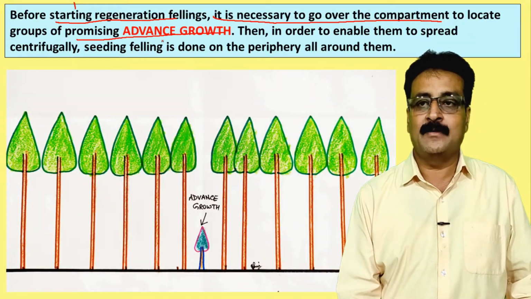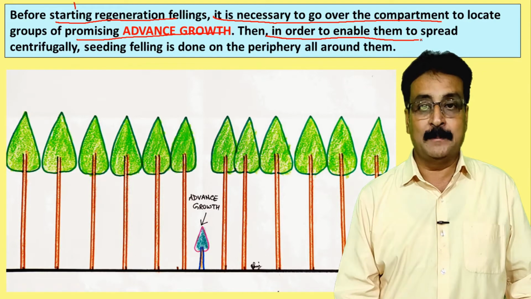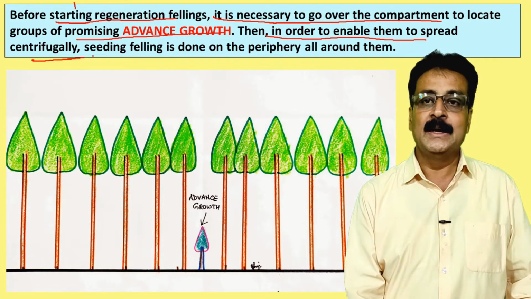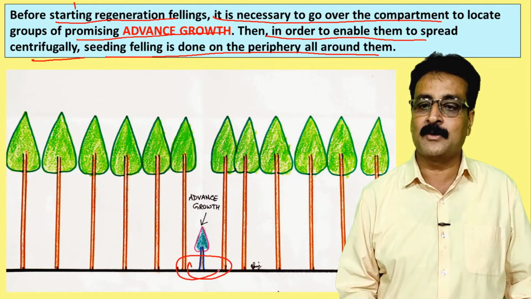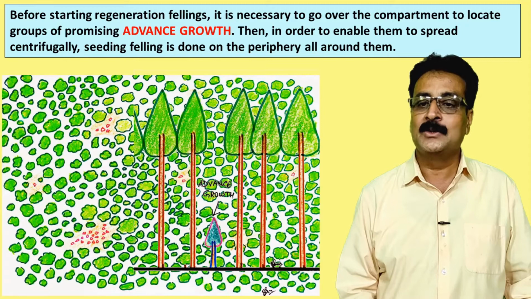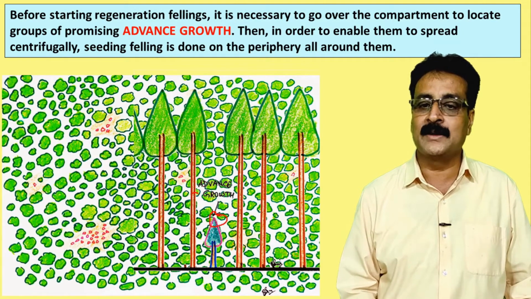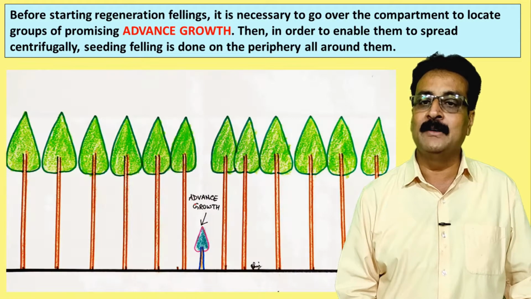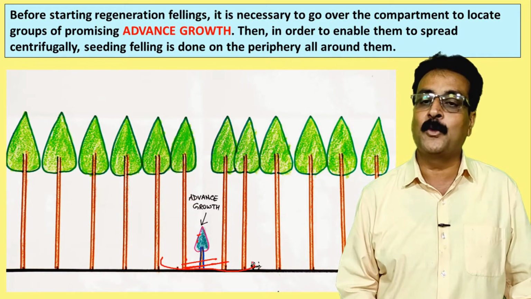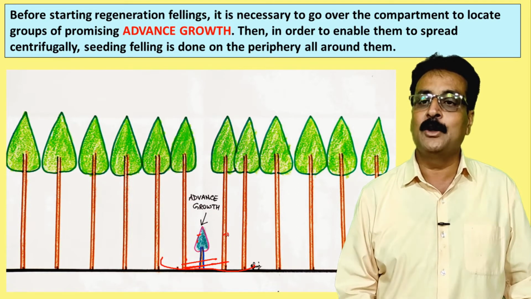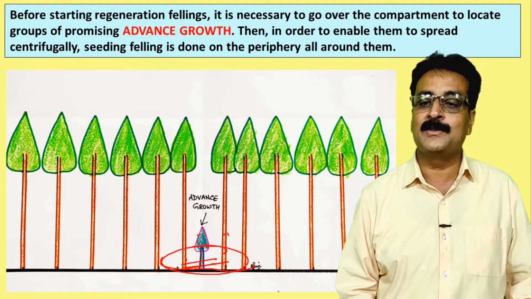Then after locating the advanced growth, in order to enable them to spread centrifugally, seeding felling is done in the periphery around them. For example, we have seen this advanced growth here, and this advanced growth we have located somewhere here. Okay. Then what will we do? Seeding felling. We know that this advanced growth is coming. This site will go for regeneration, and we can go for seeding felling on the periphery of this area.